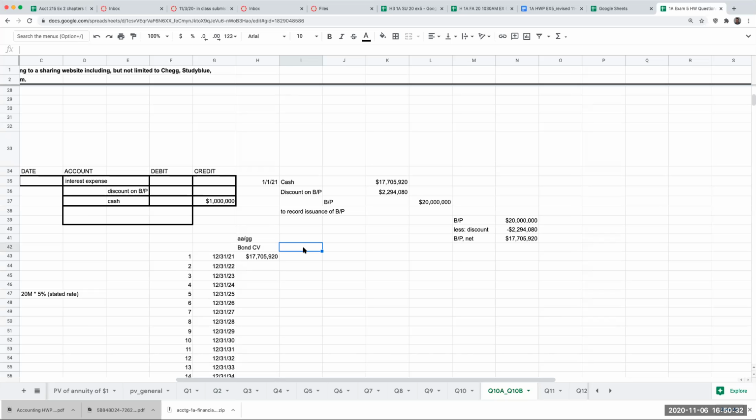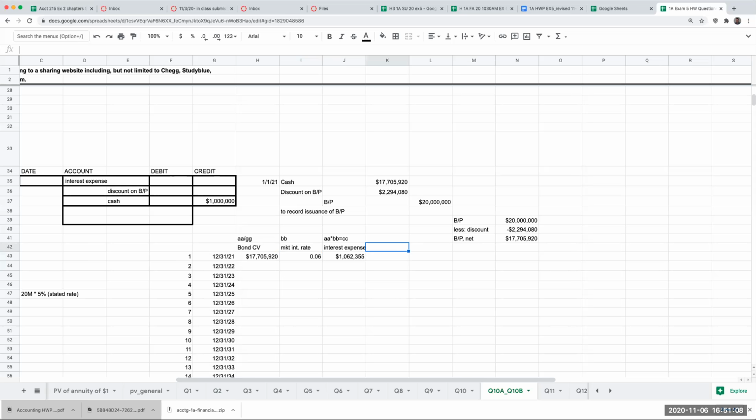So what I do here is I'm now going to multiply this by the market interest rate. My market interest rate will never change. And here it's going to be 6%. So the amount of my interest expense is going to be the carrying value times the market interest rate.